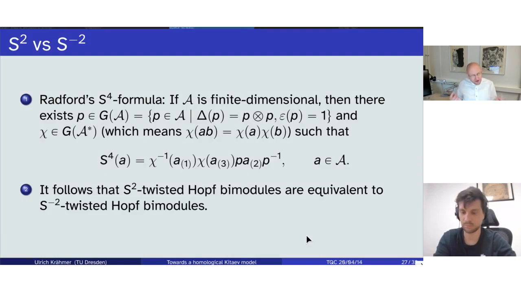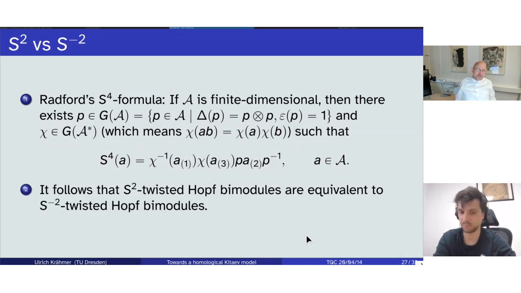But then Radford's S to the 4 formula tells you there are actually only two cases to consider, the identity or S squared, because S to the 4 will be again equivalent to the identity, so will be S to the 8, S to the 12, etc. Whereas S to the 2, S to the 6, S to the 10, they will all be equivalent to each other.